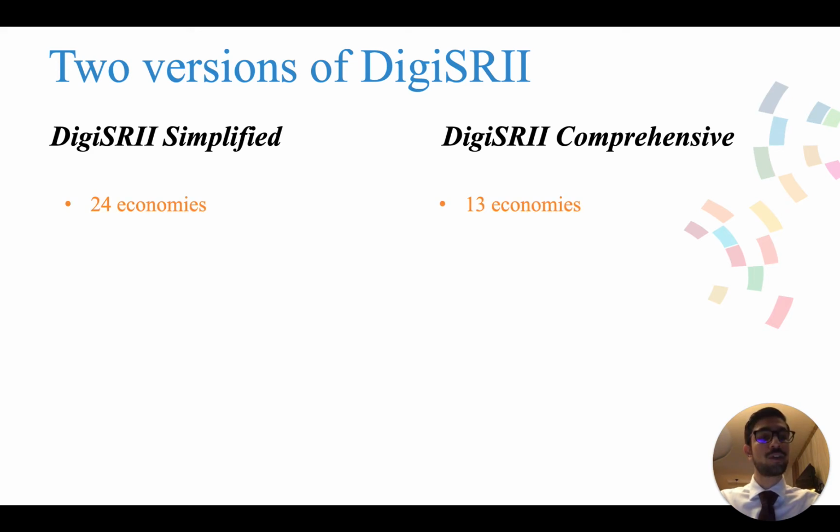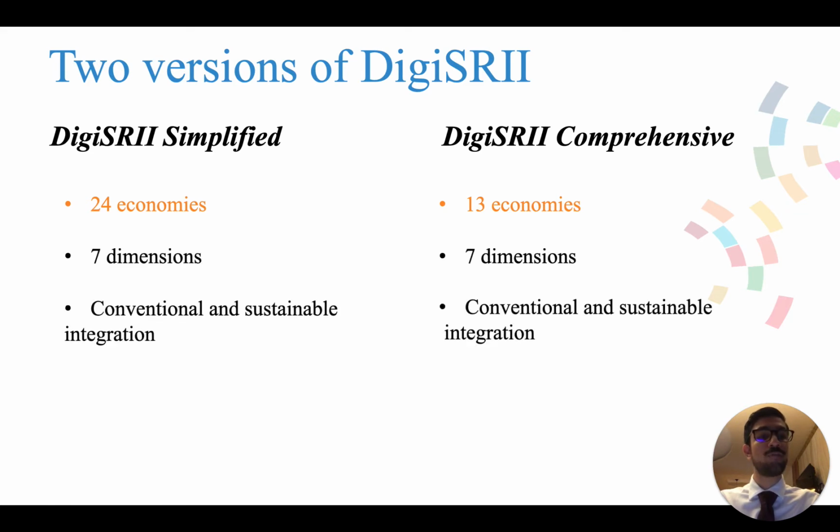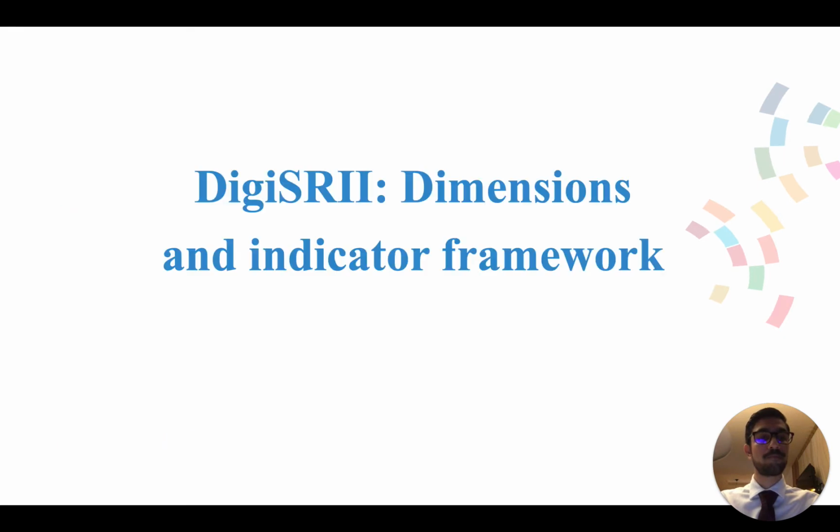Both versions include all 7 dimensions covering conventional and sustainable integration and cover the period 2010 to 2017. However, the simplified index is comprised of only 42 indicators, while the comprehensive is comprised of 53. We now move to discussing the dimensions and indicator framework of DigiSRII.